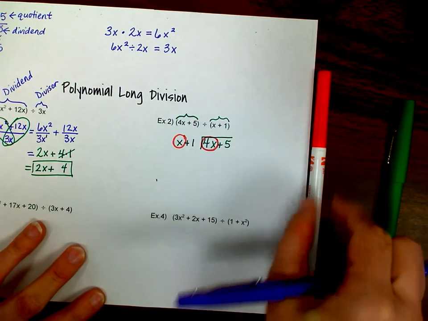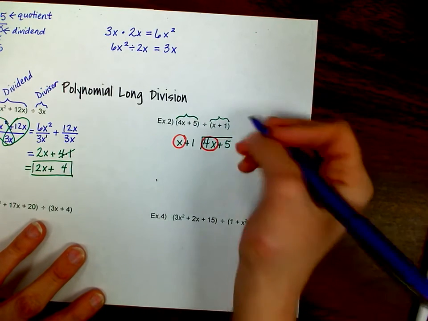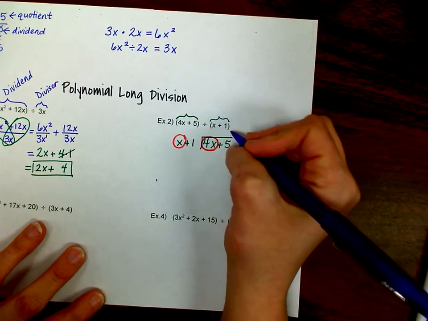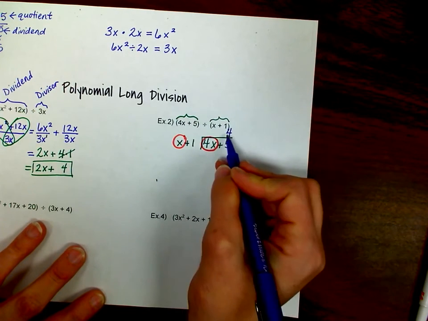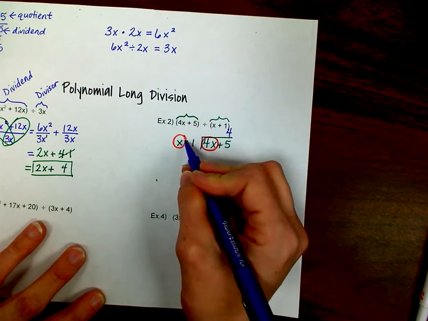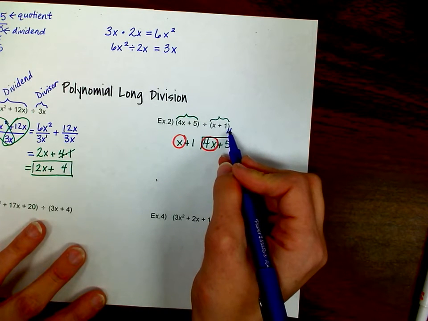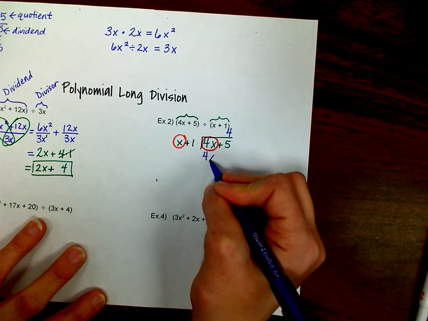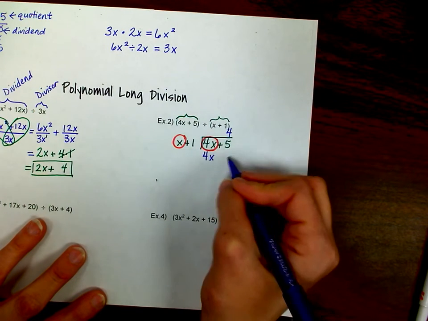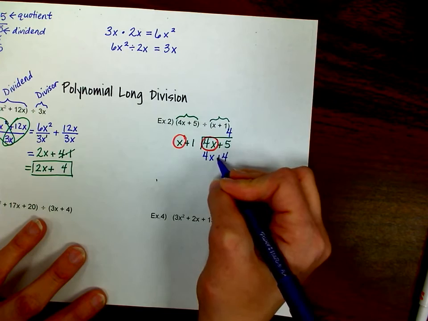And if you think about the number 4, it does not have a variable on it. So whenever we write it up here in the quotient, it's going to sit above the 5 because it is another constant term. So we're going to put the 4 up here because 4 times x makes 4x. And then we're going to multiply, just like distribution. 4 times x is 4x. 4 times 1 is 4, and it's positive.